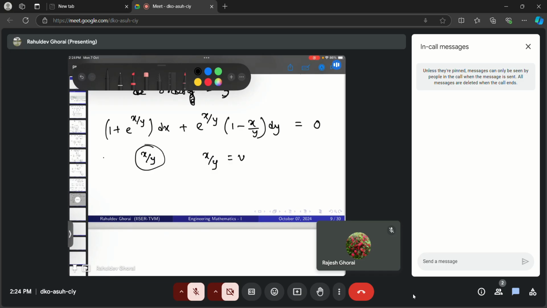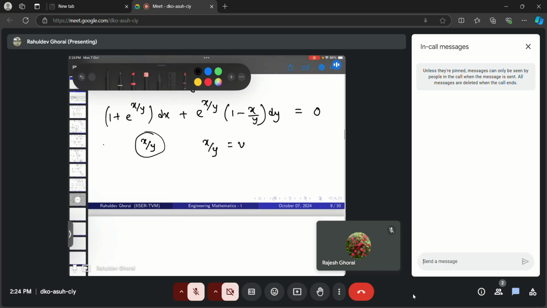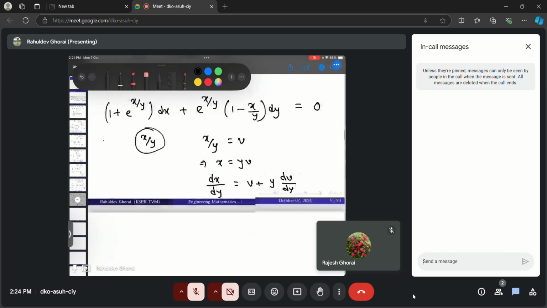So if you take x over y equal to v, then x will be y times v, and dx/dy will be v plus y times dv/dy. Then the given differential equation will change to (1 plus e to the power v) times dx/dy, taking it in such a way that we divide by dy, plus e to the power v (1 minus v) is equal to 0.